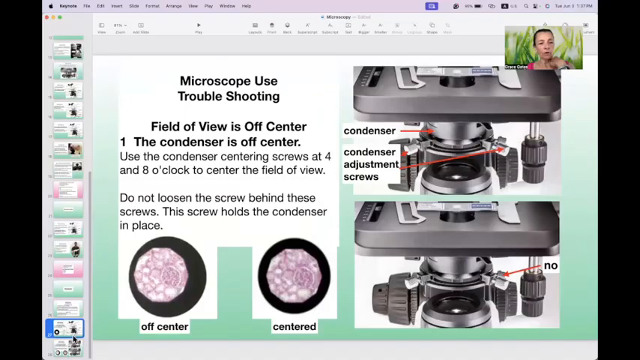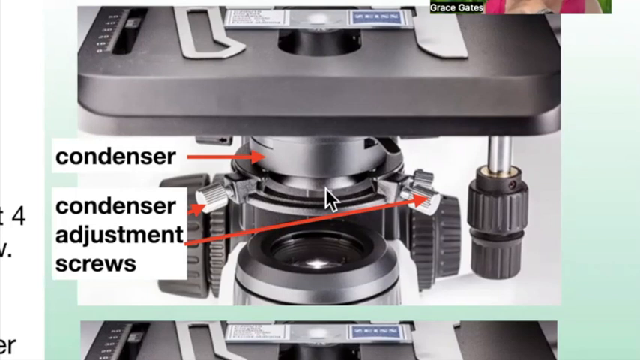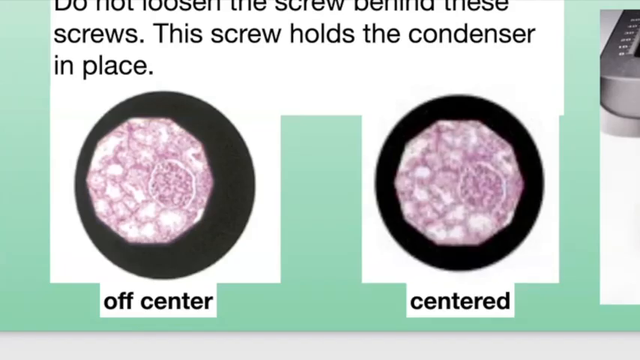And this is terrific. So if you ever notice that you have a tiny little field of view, make sure to fix that. Okay, the field of view is off center. This means that the condenser is off center. Where is the condenser? The condenser is under the stage, and it has two condenser adjustment screws on the right at about 4 o'clock and the left at about 8 o'clock. You can use these screws to slightly shift the position of the condenser right to left a little bit. And by doing that, you will be able to go from having an off-center view to having a centered view.